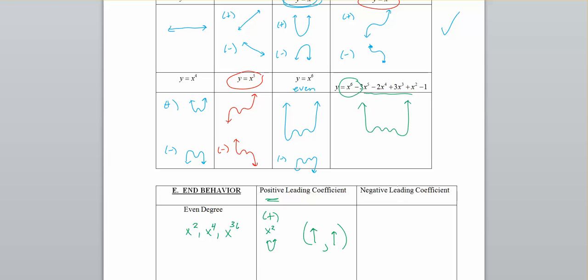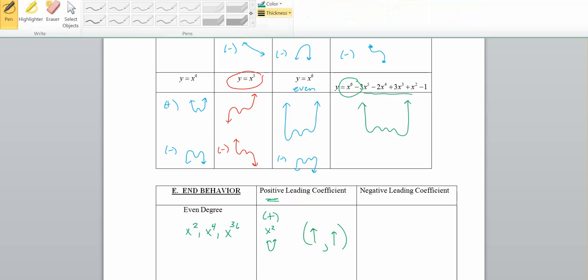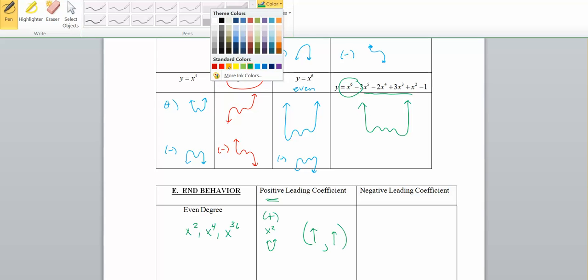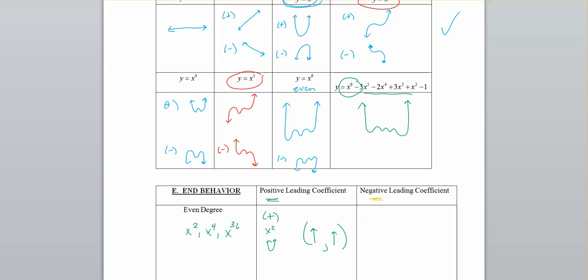Whereas if I have a negative leading coefficient, it would be a negative x squared. And we've talked about this before. A negative x squared would mean that I'm a frowny. No matter what even number it is, whether it's a negative x squared or negative x to the 4th, my end behavior is always going to be down, comma, down, because the left part of my graph was down and the right part of my graph was down.